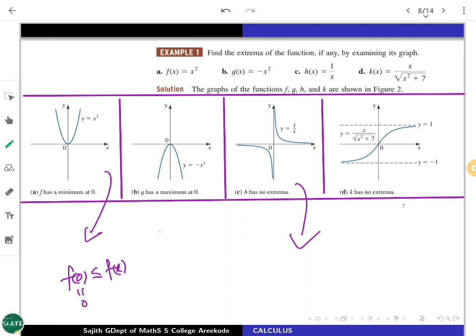Look at the right hand side of the graph. As x is increasing, the height of the function is decreasing towards 0 but never takes 0, never crosses the x-axis. Remember that. The last function is also like that. That function is actually bounded above as well as bounded below, right?